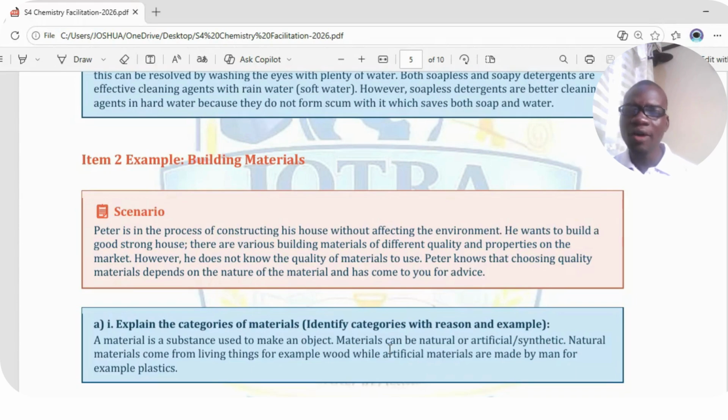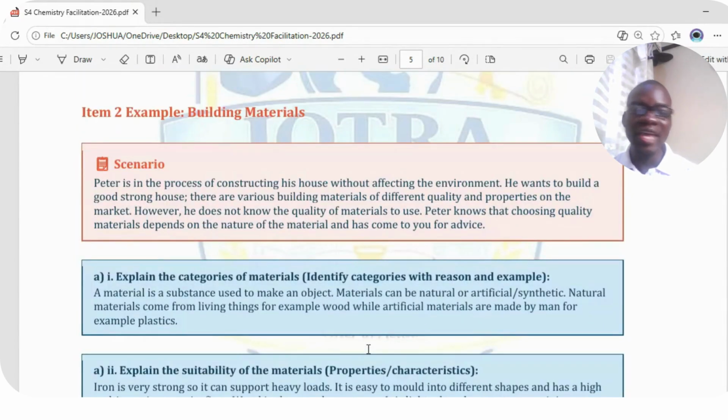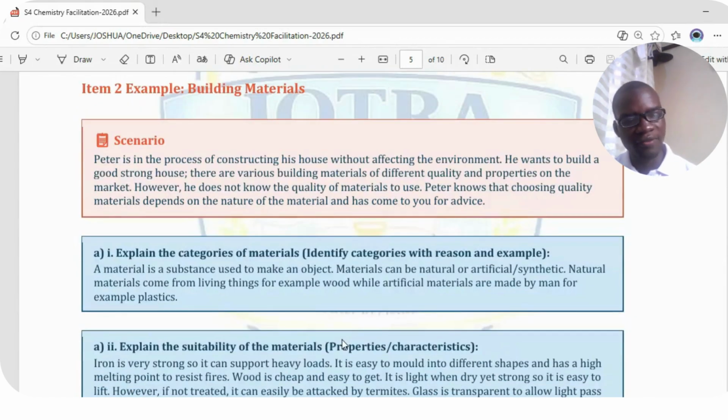Take an example. This is how I answered this. A material is a substance used to make an object. Materials can be natural or artificial or synthetic. So natural materials come from living things, for example, wood, while artificial materials are made by man, for example, plastics. So here you have already given us the categories and then the reason and then example. There you even qualify to get all the scores because they've given us the categories, the reason and the example. Here the definition is working as the reason, and then the examples we have already given out.